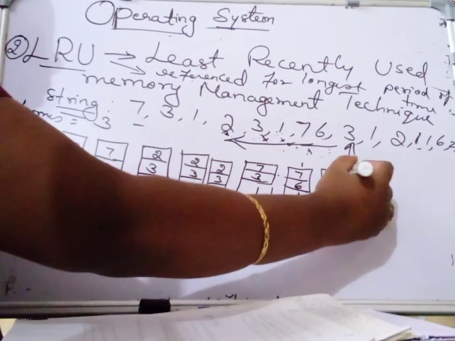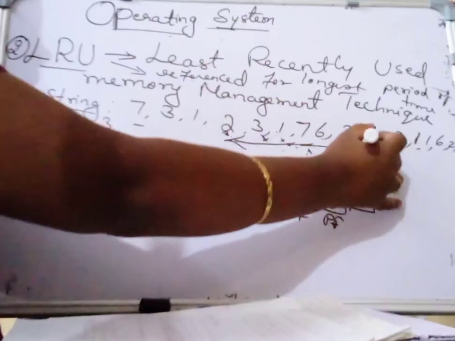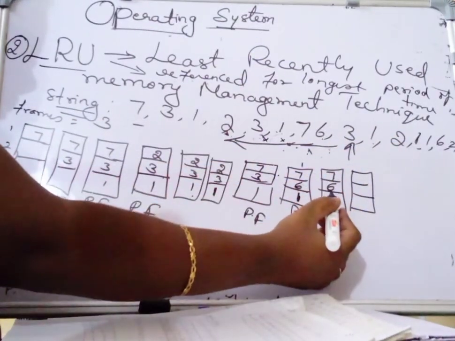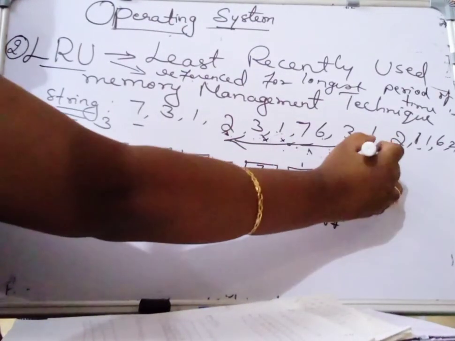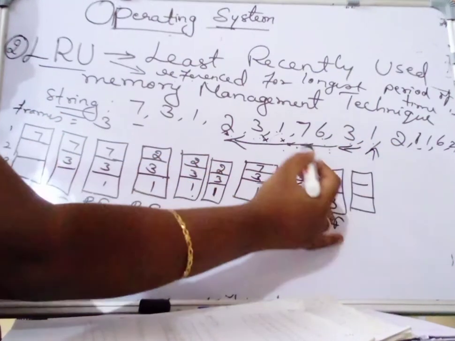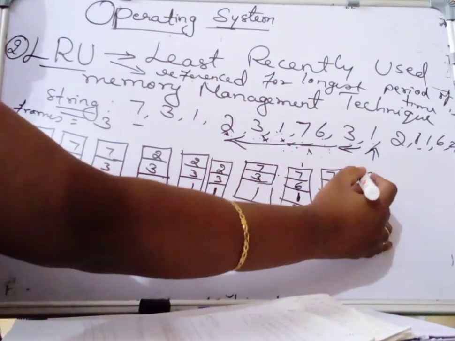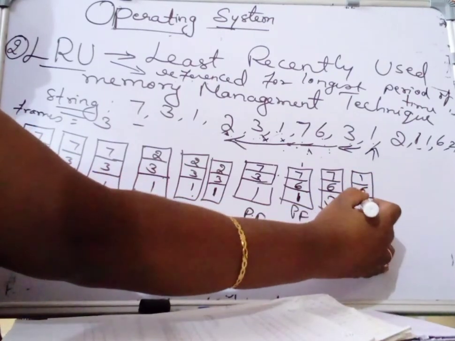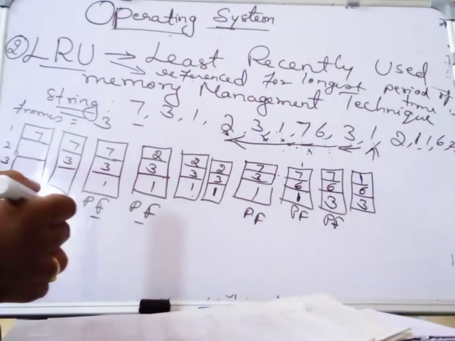Now I want to bring 1 again. Which is the oldest page among 7, 6 and 3? To bring 1, you should see the left hand side. 3 is referenced, 6 is referenced, the time taken to refer 7 was more. So you have to replace 7 with 1.